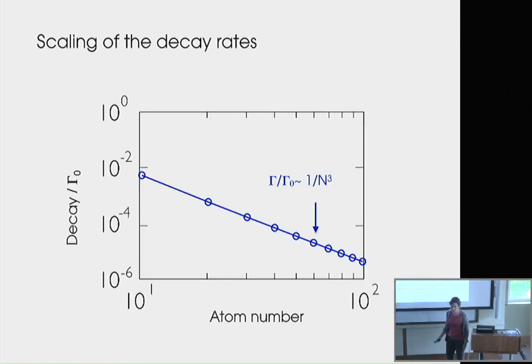And the next question, and final question for subradiance, is, okay, how does the decay rate scale? So how dark are these subradiant states really? And it turns out that they are quite dark. So this is the decay rate as a function of the atom number. And we find that the decay rate scales as 1 over N cubed. So this means that 100 atoms is about 1 million times darker than a single atom in free space.